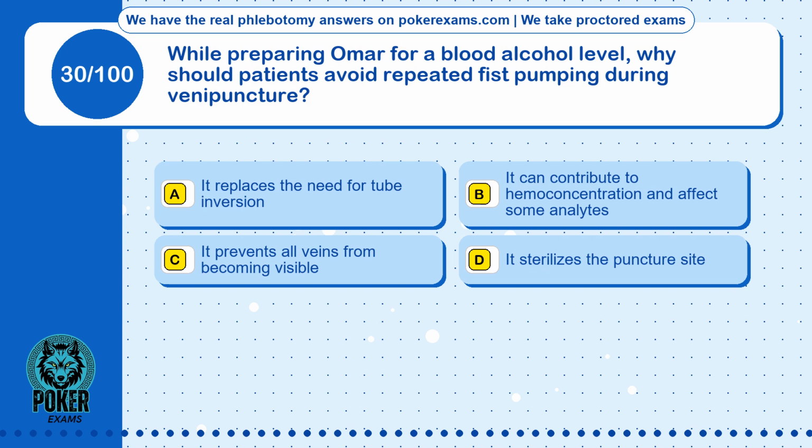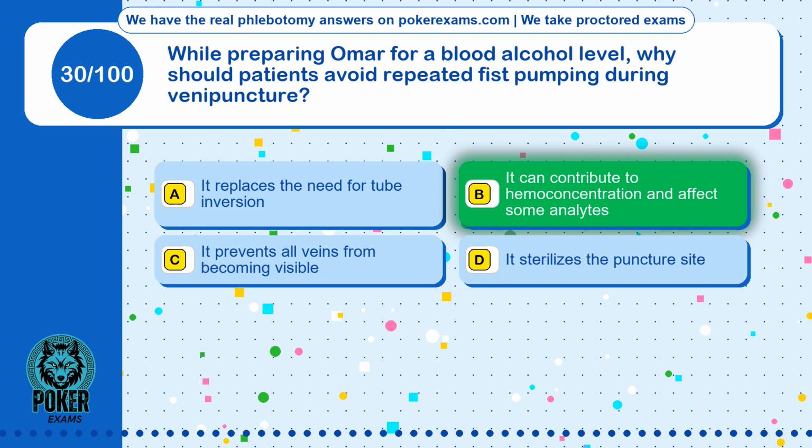Question 30. While preparing OMAR for a blood alcohol level, why should patients avoid repeated fist pumping during venipuncture? Option A. It replaces the need for tube inversion. Option B. It can contribute to hemoconcentration and affects some analytes. Option C. It prevents all veins from becoming visible. Option D. It sterilizes the puncture site.